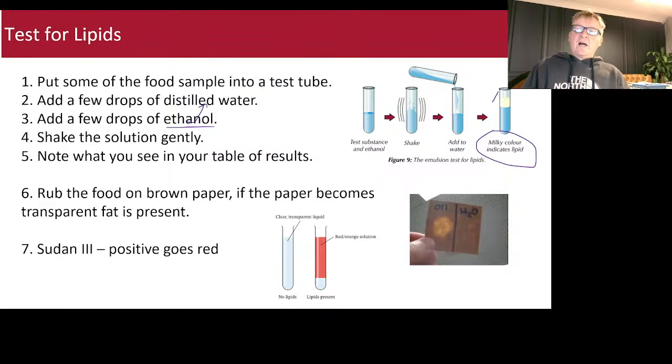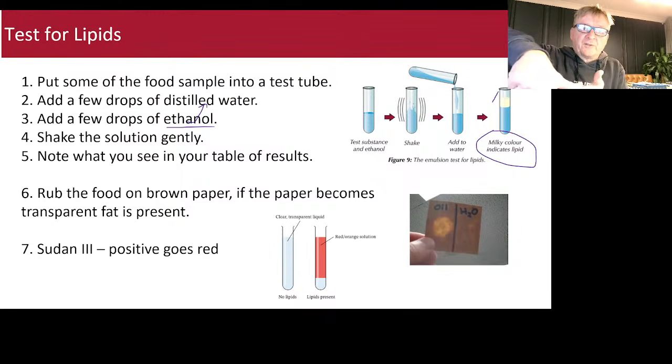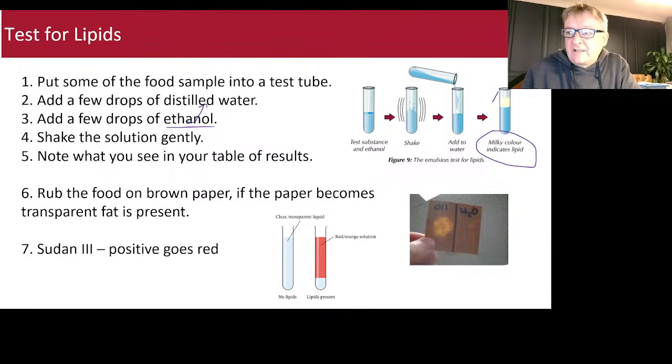Okay. Second one is get a piece of brown paper, like brown paper in the kitchen, and then what you do is you just get your thumb, rub your thumb with the food underneath. This is then probably the one where you would just use the food again, just like with the starch test. Let it dry, scrape off any little chunks of food, and then if the paper is clear like that, that means there's fat present. If it isn't, then that means there isn't any fat present.